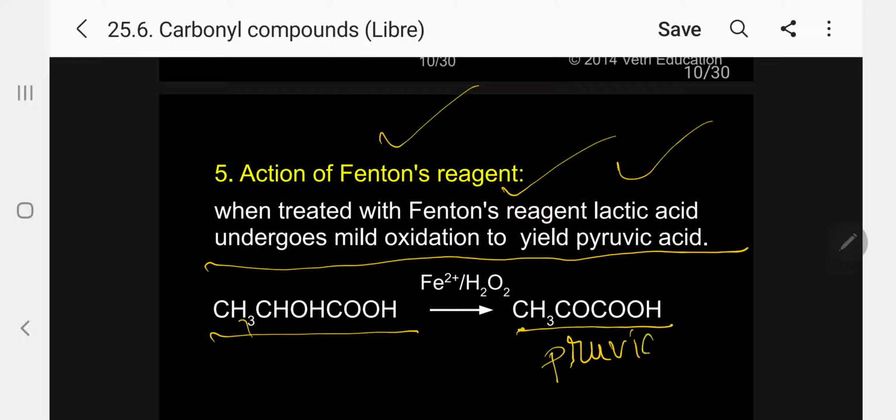Pyruvic acid is the common name, or 2-keto propanoic acid is the IUPAC name. Pyruvic acid. It is also called 2-keto or 2-oxopropanoic acid.